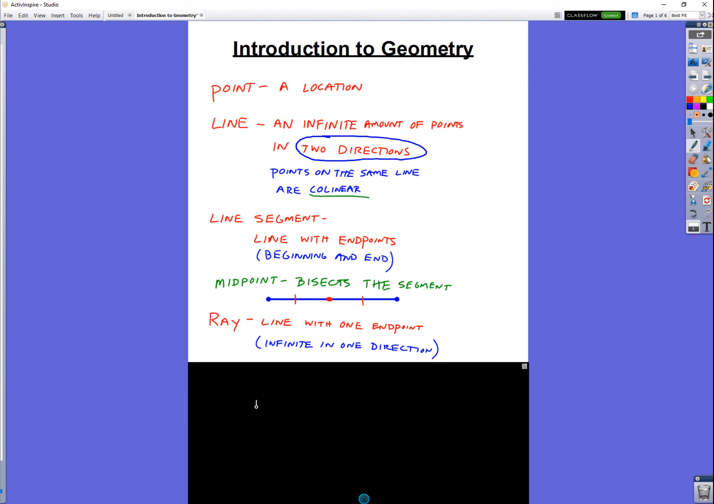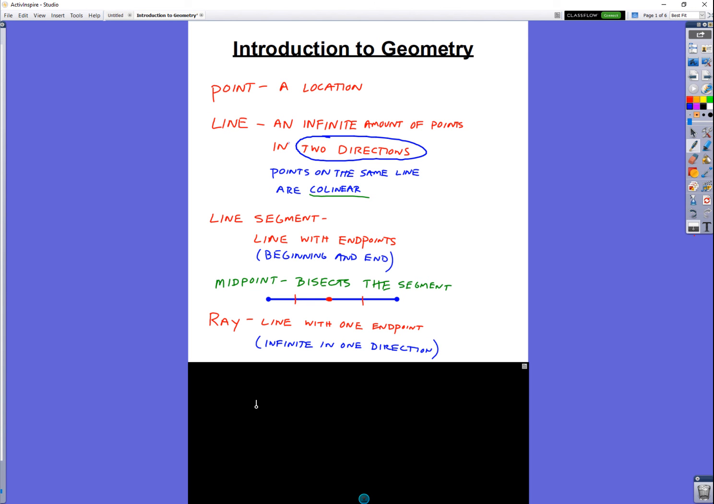Okay. Haven't got to plane yet because now we're just talking about variations of lines still. We're still kind of in the line category. Now these are defined. A ray is defined as part of a line that goes forever in one direction.